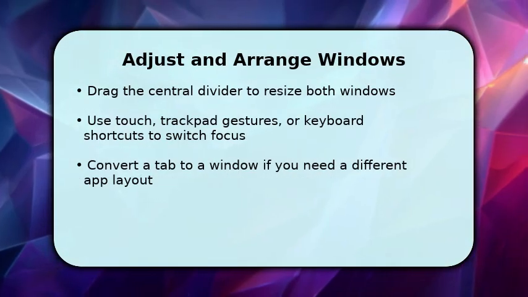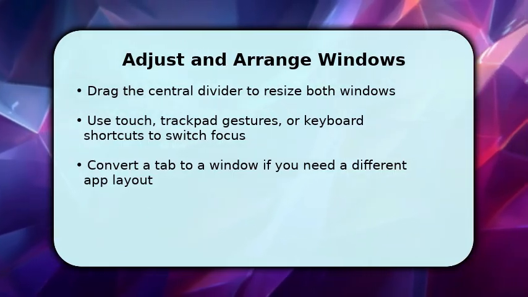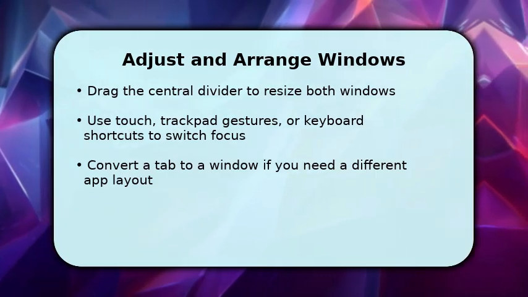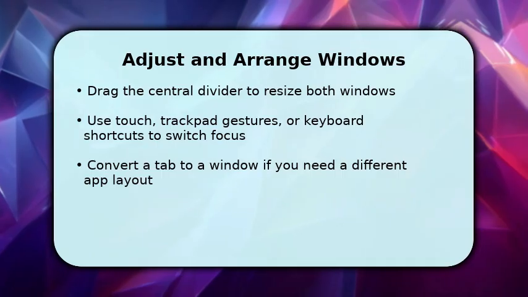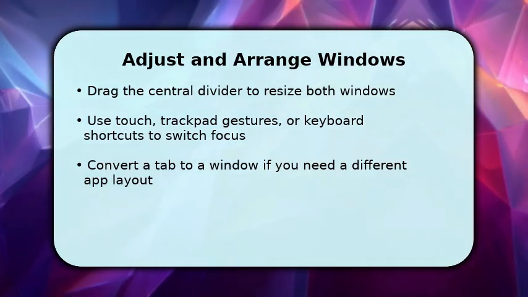Now adjust the layout. Once both windows are docked, drag the vertical divider to change the width ratio. This lets you prioritize one view. You can also use a touchscreen or two-finger trackpad swipe to move focus between panes. Keyboard users press Alt+Tab to change the active window.